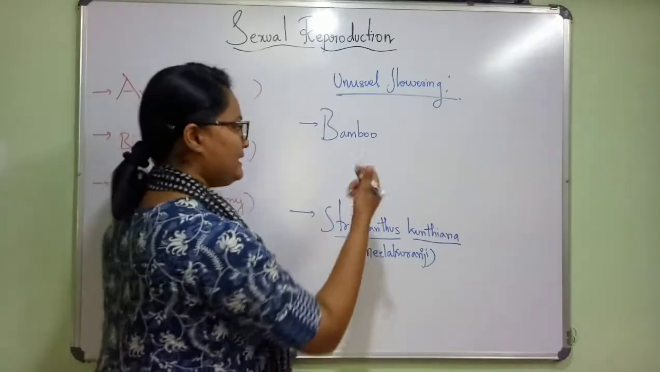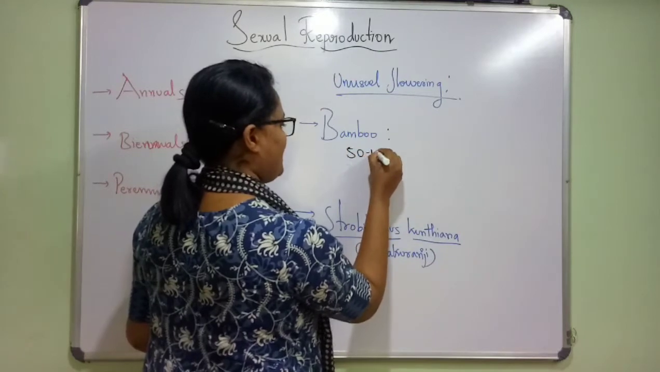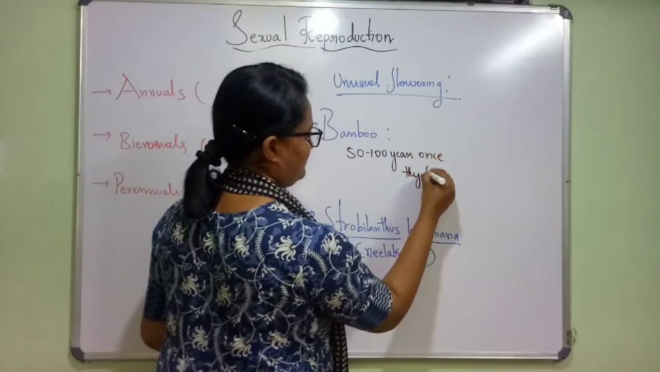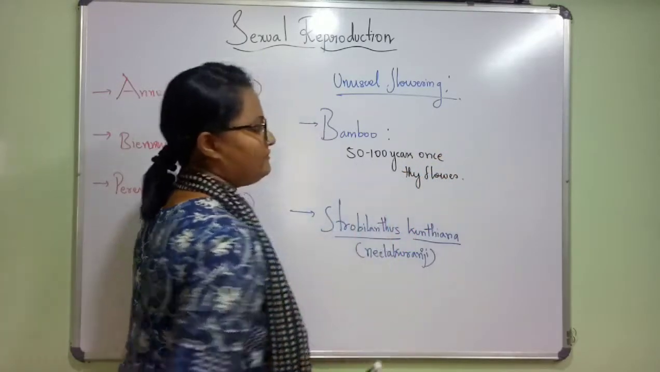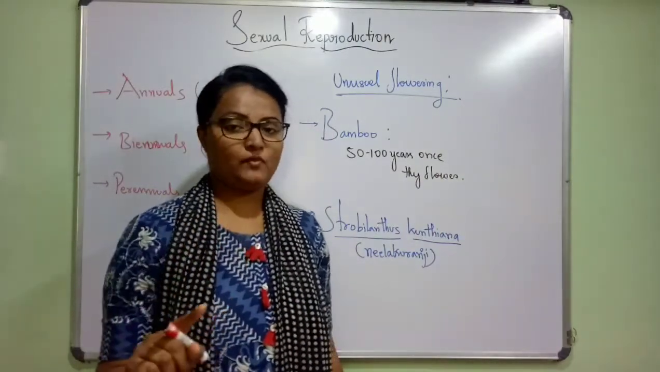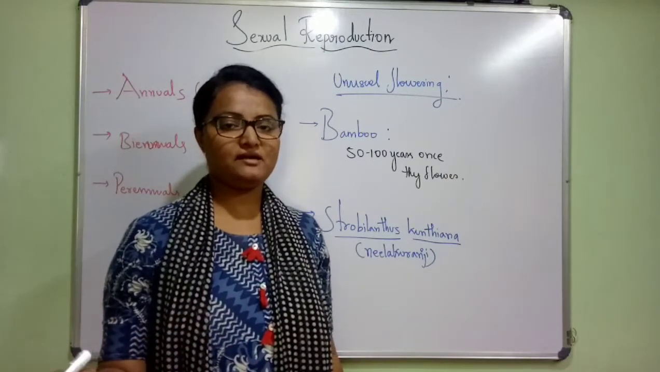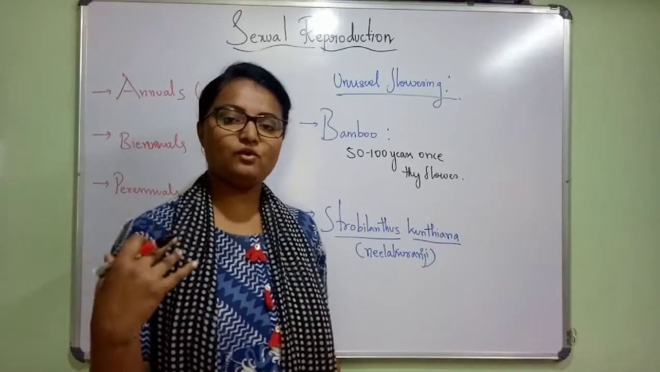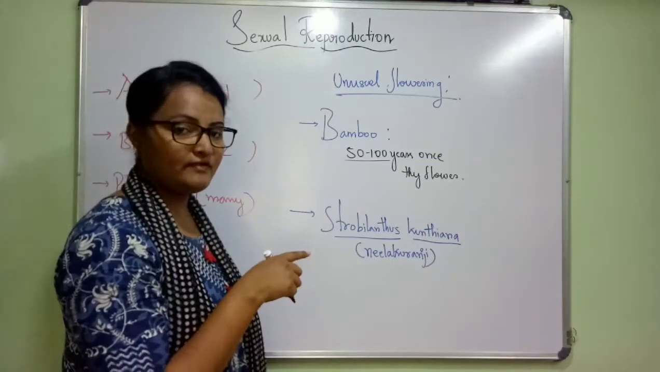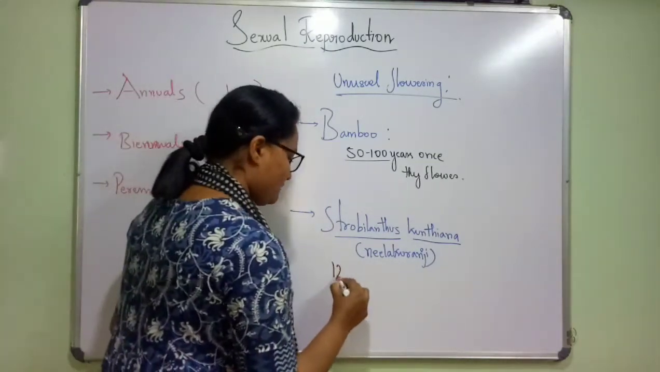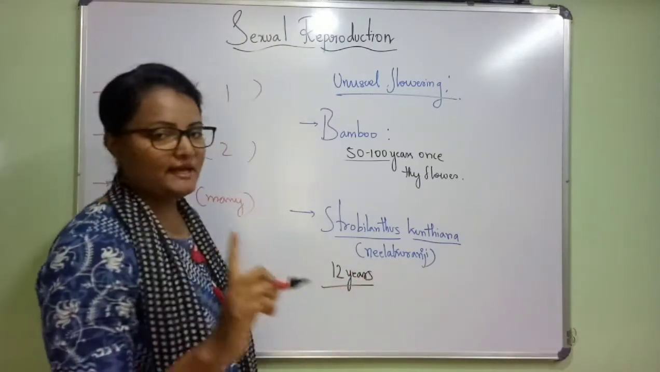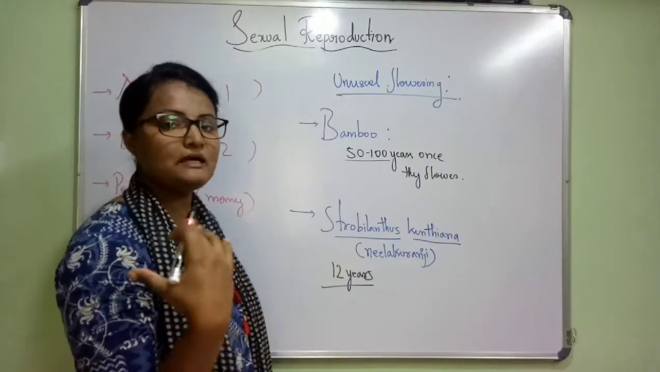What happens in the bamboo tree? Once every 50 to 100 years they flower. Once they flower, they show the flowering and then they die. This is the unusual flowering, once in every 50 to 100 years. In the same way, Strobilanthes kunthiana flowers once every 12 years.